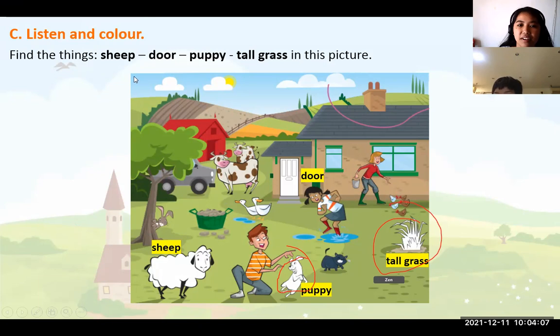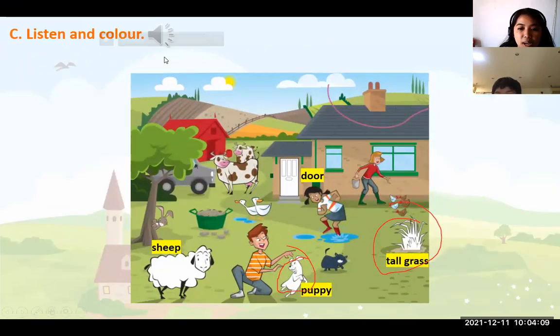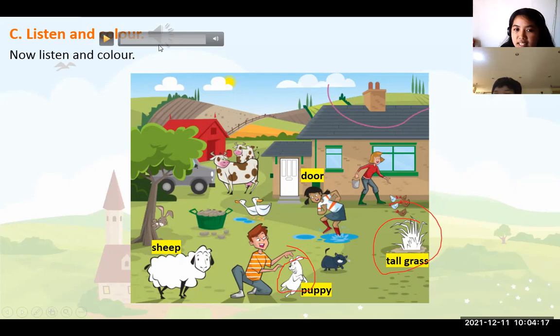Very good. So this time you're going to listen and color those sheep, door, puppy, and tall grass. Okay. So let's listen, Zen. 3C. Fun at the farm. Look at the picture. Listen and colour.